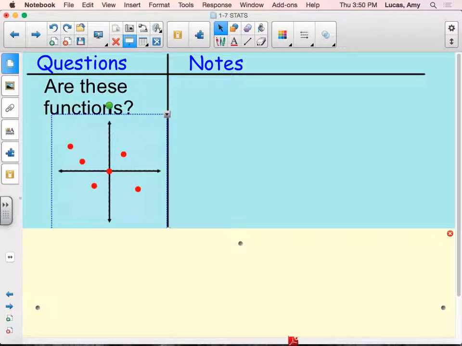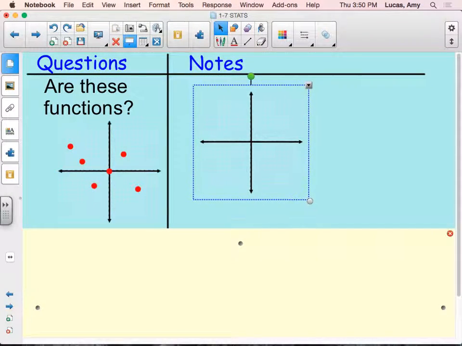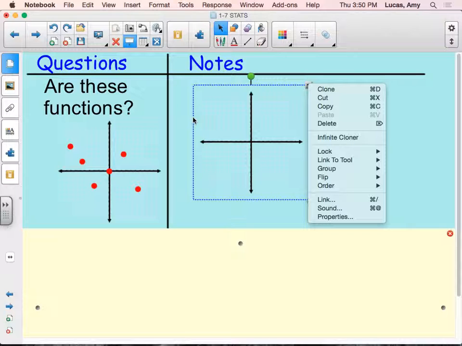Two more that are graphs. That didn't work to clone.